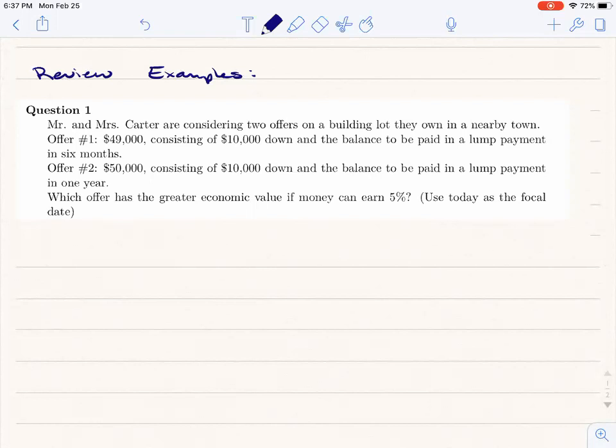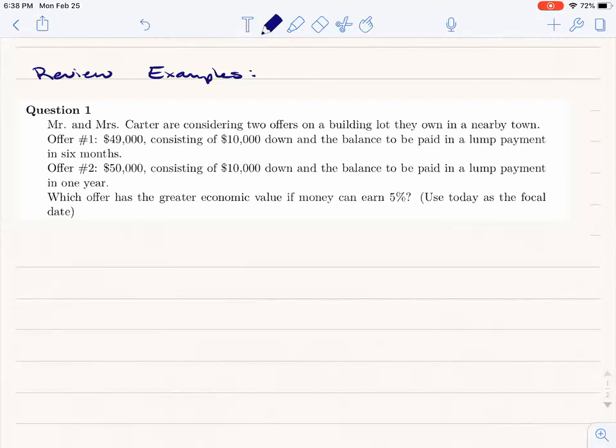Mr. and Mrs. Carter are considering two offers on a building lot they own in a nearby town. So the first offer is a total of $49,000 with $10,000 down, so a down payment of $10,000, and then the remaining, so the balance, which is the remaining $39,000, is going to be paid in 6 months from now. The second offer is a total of $50,000, with $10,000 down again, right? But then the remaining $40,000 paid in 1 year.